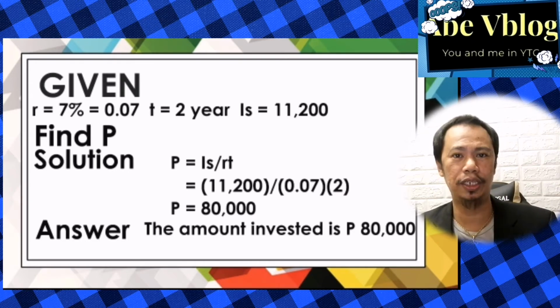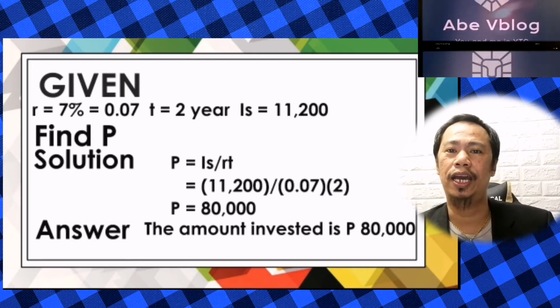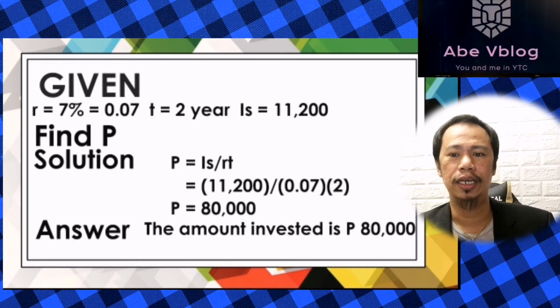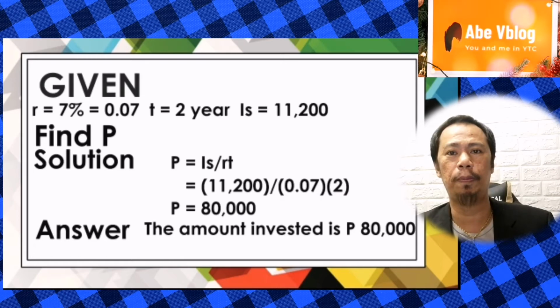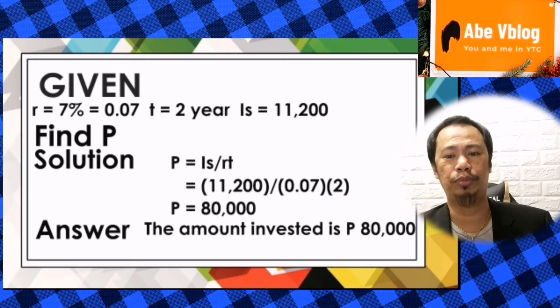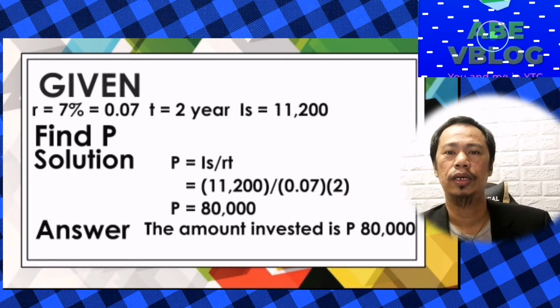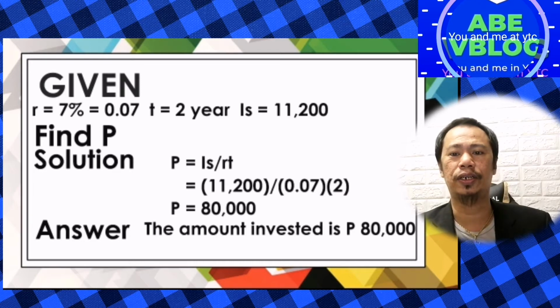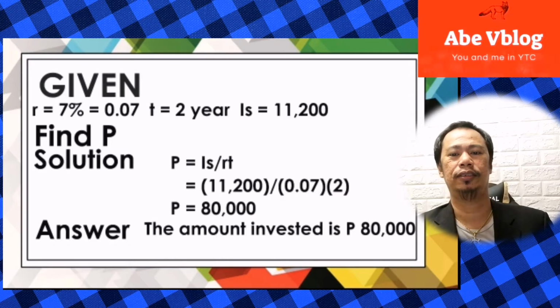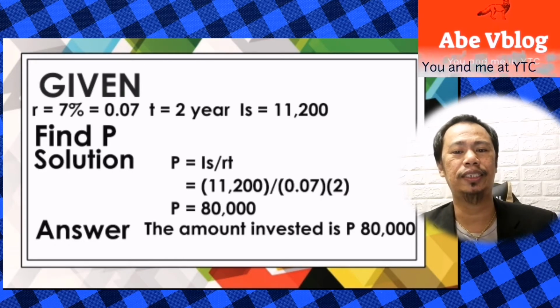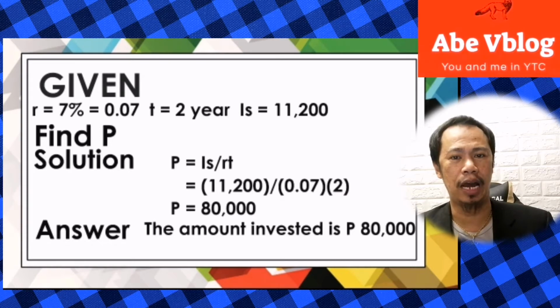Then we substitute the given values, 11,200 divided by the product 0.07 times 2. So we got the final answer 80,000. So the amount invested is 80,000.